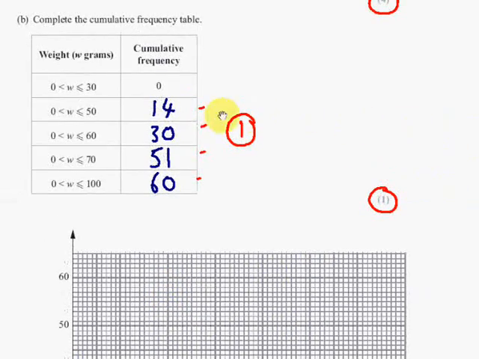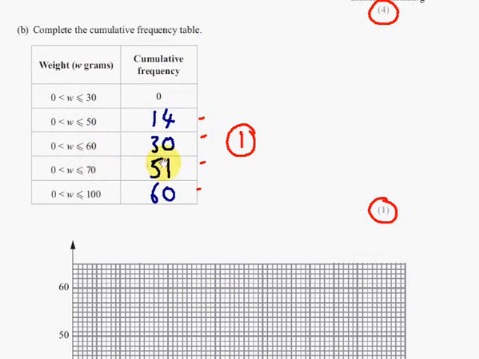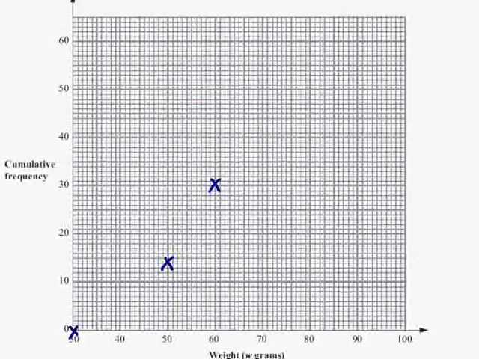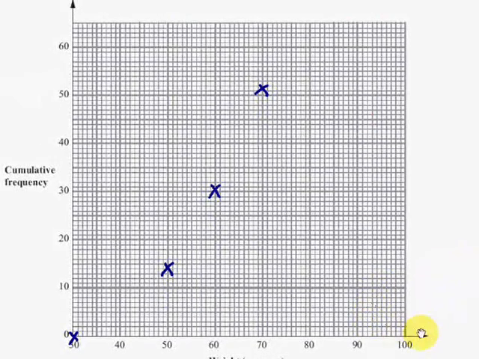Next one says everything up to 60, there's 30 eggs. So up to 60 grams, there's 30 eggs. Up to 70 grams, there's 51 eggs. Yeah, up to 70 there's 51 eggs. Up to 100 there are 60 eggs in total. Okay, so up to 100 grams in weight there are 60 eggs.